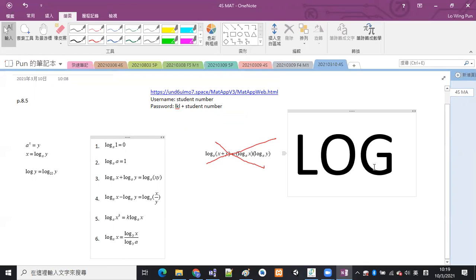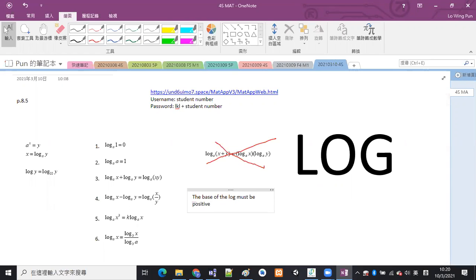Okay, yesterday I also mentioned that there are some restrictions on the base number and the number inside the log. I wrote that the base of the log must be positive and not equal to 1. Must be positive but not equal to 1.